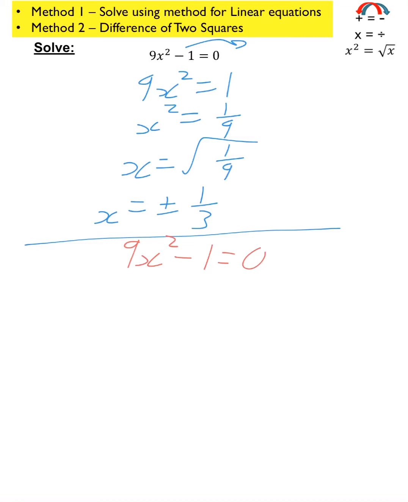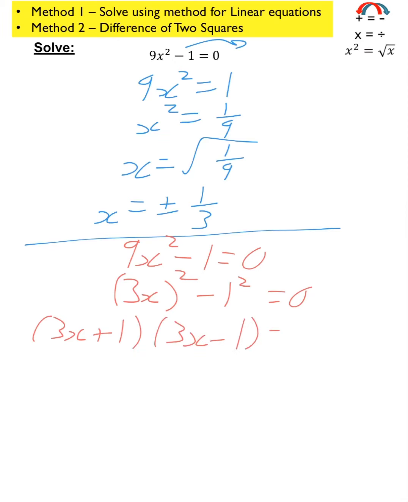Okay, difference of two squares here. So I'll write it as 3x all to be squared minus 1 squared. So I'll have 3x plus 1 and 3x minus 1 equal to 0. Equal the terms to 0 now. So we can have 3x plus 1 equal to 0. So that means 3x is equal to minus 1. So x is equal to minus a third.